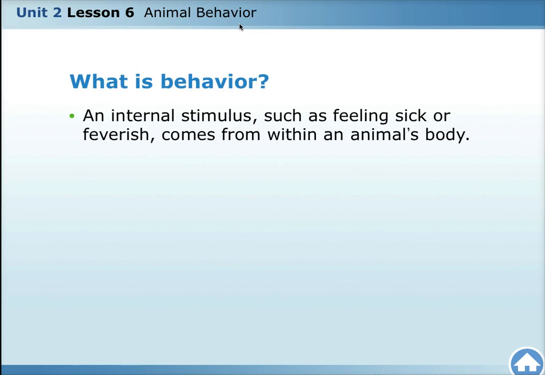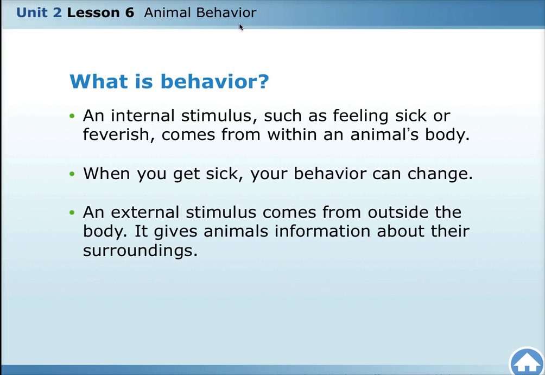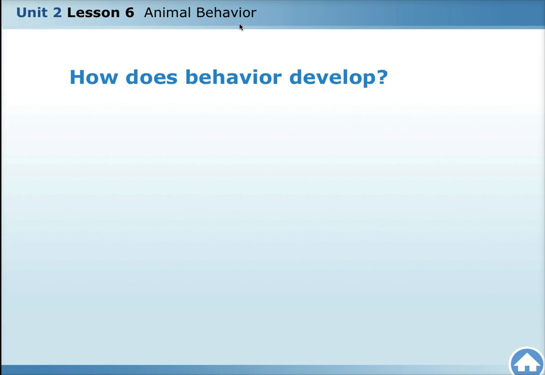An internal stimulus, such as feeling sick or feverish, comes from within an animal's body. When you get sick, your behavior can change. An external stimulus comes from outside the body. It gives animals information about their surroundings.